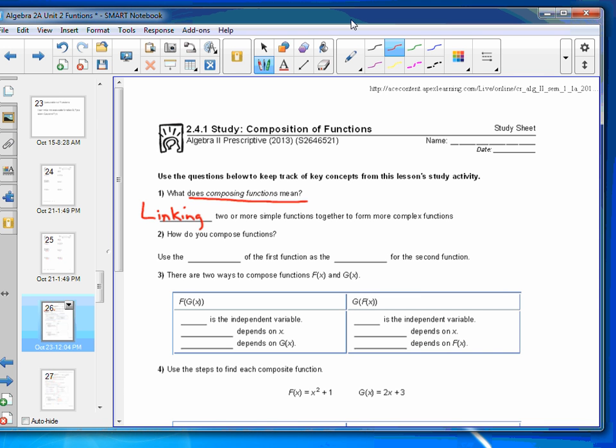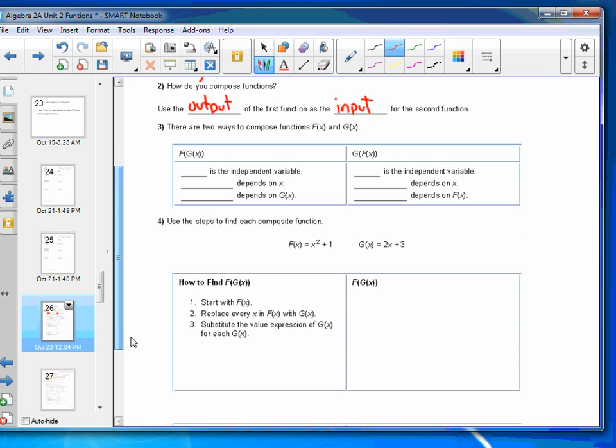How do you compose functions? You use the output of the first function as the input for the second function. There are two ways to compose functions, f of x and g of x. You can either take f of g of x, as here you read from the outside, f of g of x, or you can do g, again read from the outside, g of f of x.